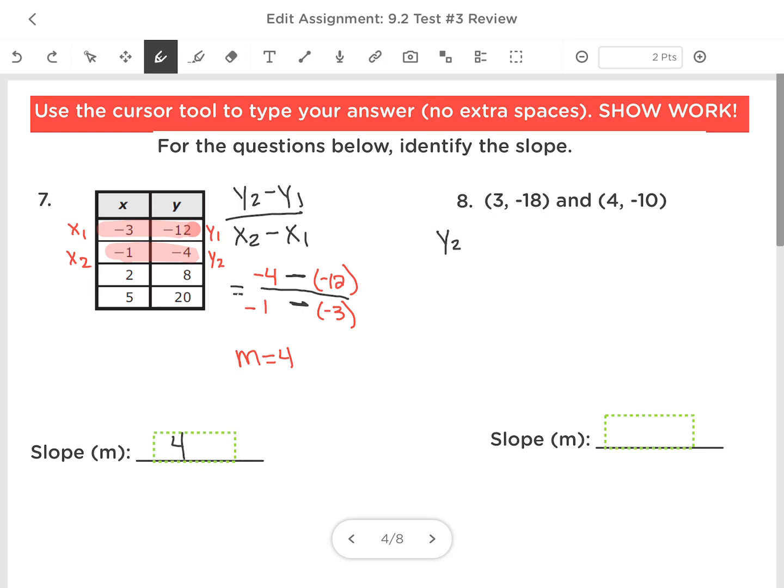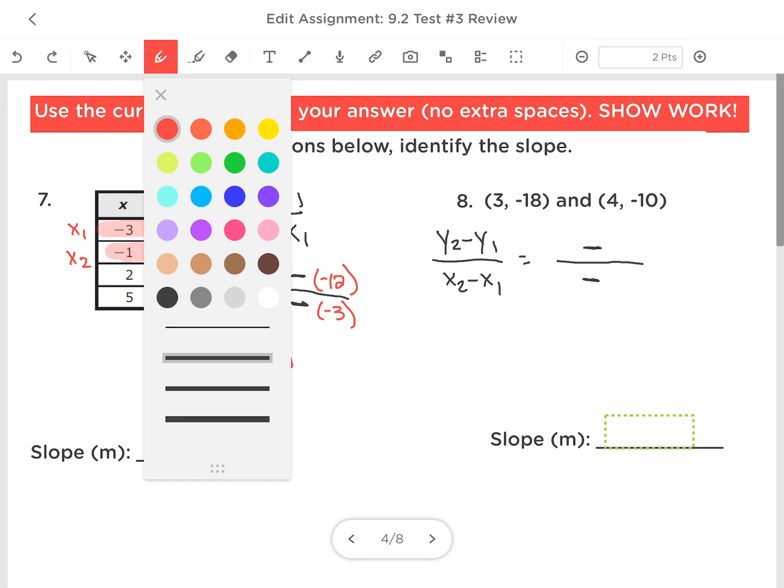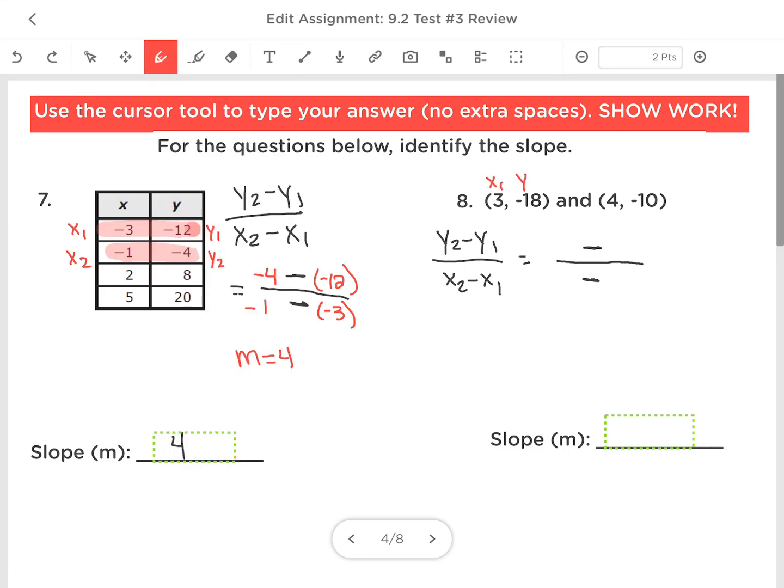Formula, y sub 2 minus y sub 1 over x sub 2 minus x sub 1. Okay, so we have our fraction with two minus signs. We label x sub 1, y sub 1, because that's the first point. X sub 2, y sub 2, because that's the second point. And now we just plug and chug. So y sub 2 is a negative 10, minus y sub 1, which is a negative 18. X sub 2 is 4, minus x sub 1, which is 3.